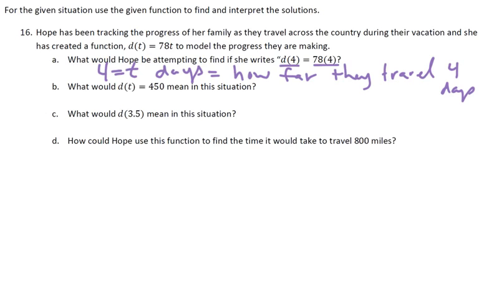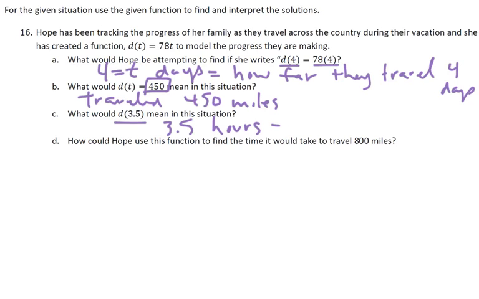Okay, B, what would d of t equals 450? So that's the output, so it means they traveled 450 miles maybe. Okay, what would d of 3.5 mean? It would mean 3.5 hours, and most likely we'd figure out how far.